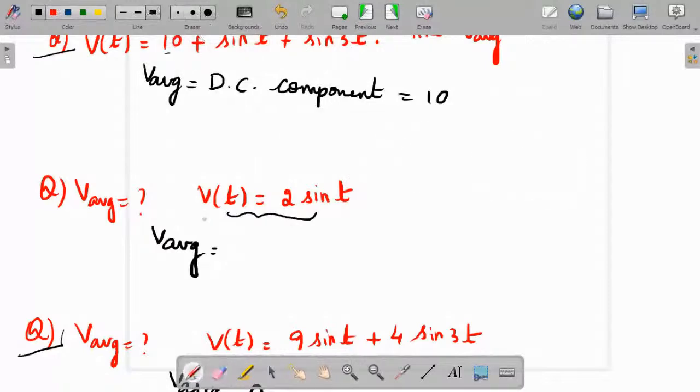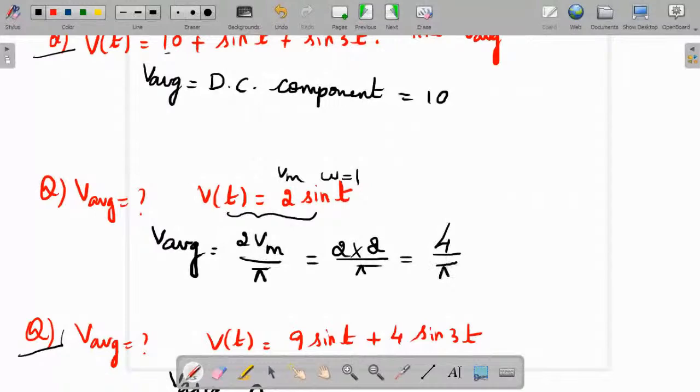So V average for a sinusoidal signal, what did we see? 2Vm by pi. Average voltage is 2Vm by pi. So what is Vmax? Here Vm is 2 and omega is 1. So Vm is 2, so 2 times 2 by pi, so the answer will be 4 by pi. Okay, this is the average voltage. So in whatever form they ask, we should know how to find VRMS and V average.